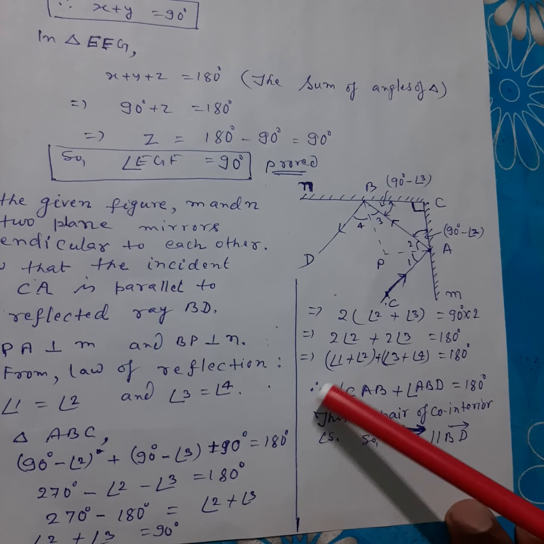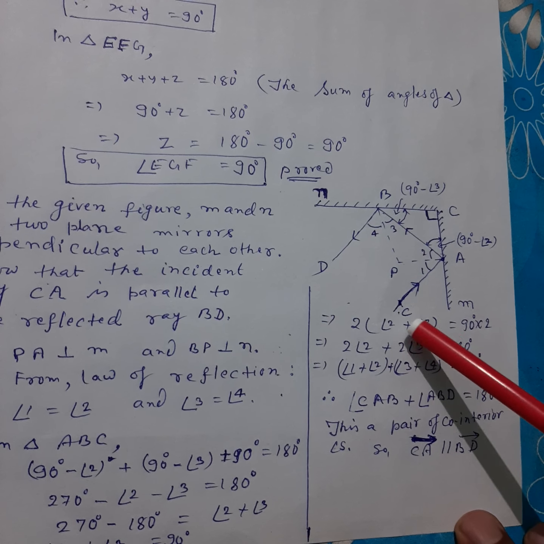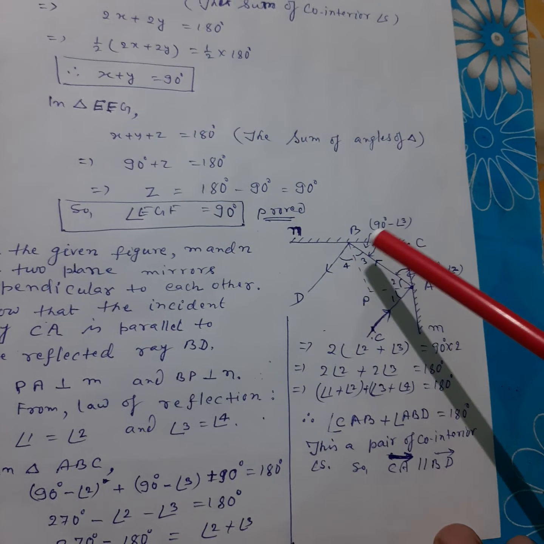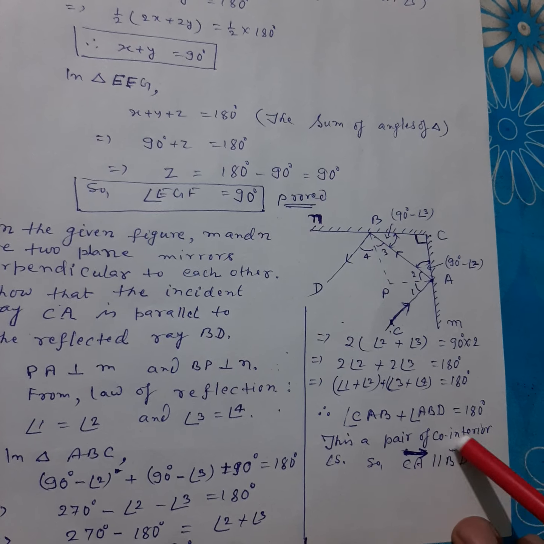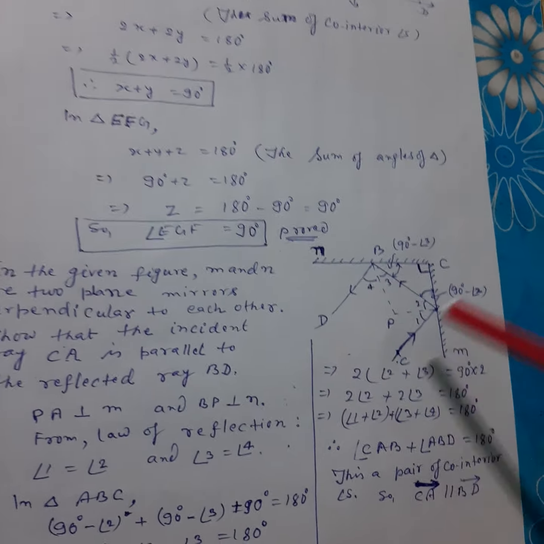Multiply both sides by 2. Finally we get angle CAB plus angle ABD equals 180 degrees. This is a pair of co-interior angles, that is CA parallel to BD. That's it.